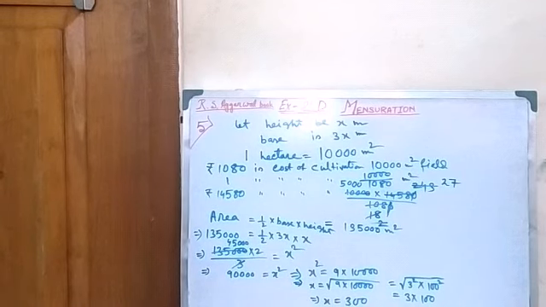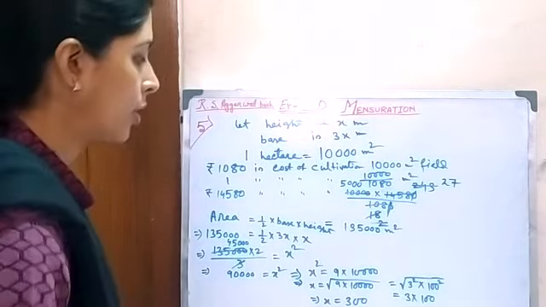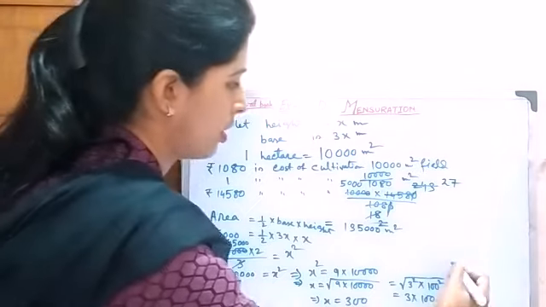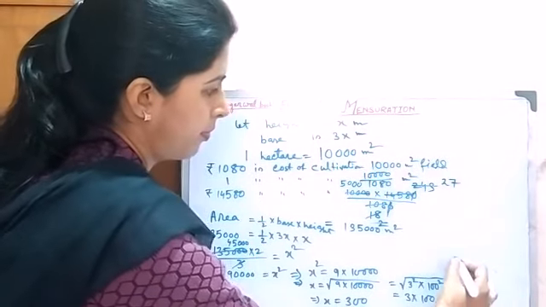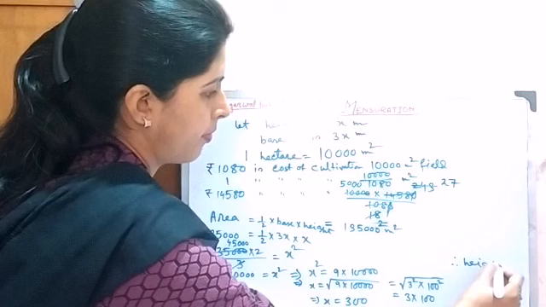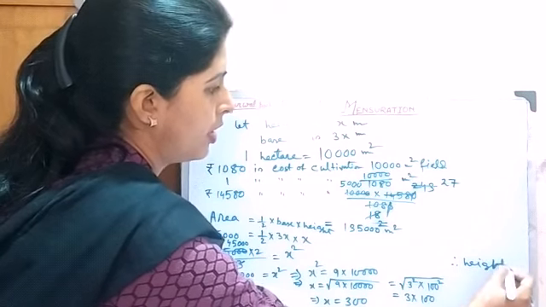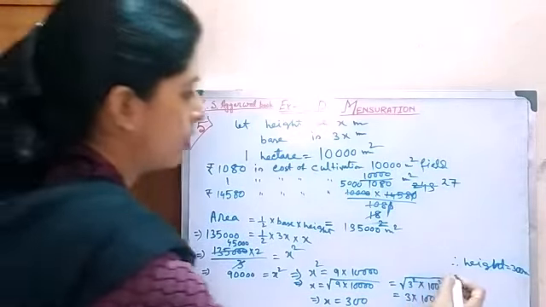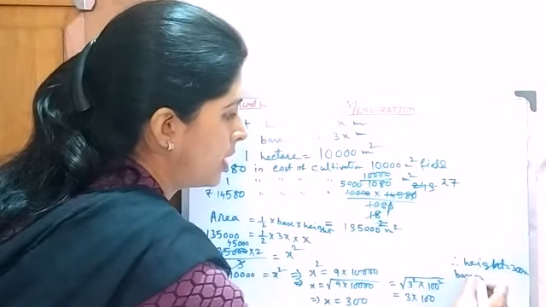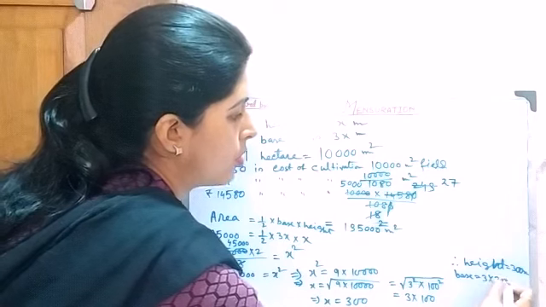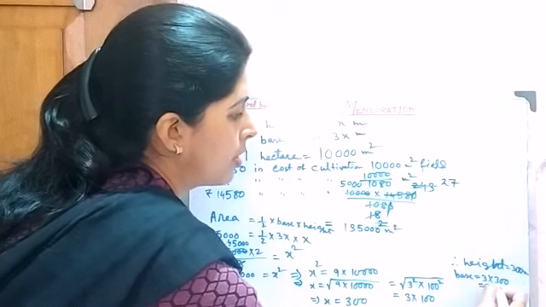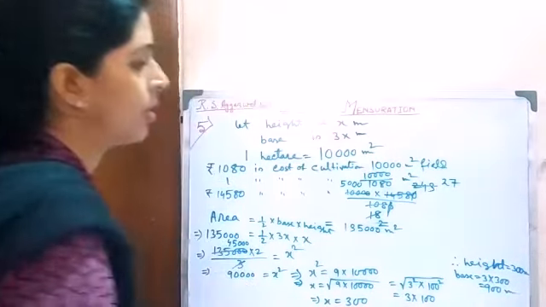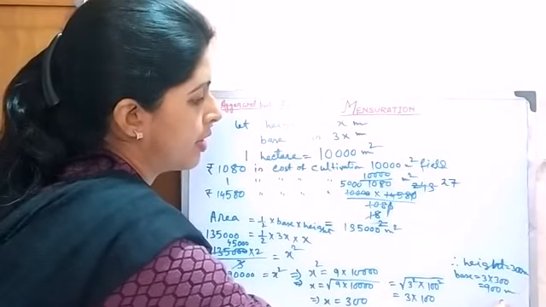So now we will find out the base. This is height. Therefore, height equal to 300 meter. Then base equal to 3 into 300. That is 900 meter. So these are the answers.